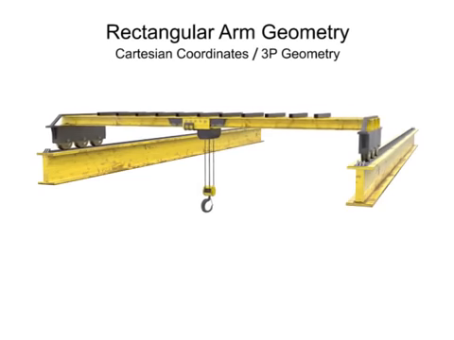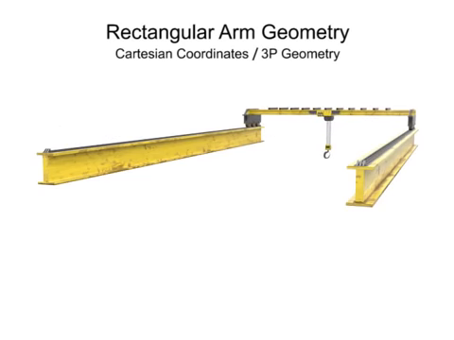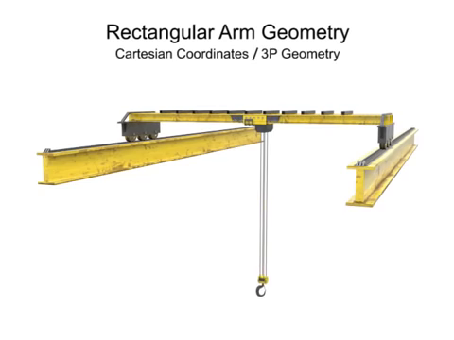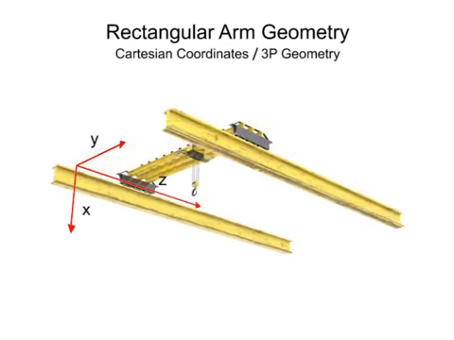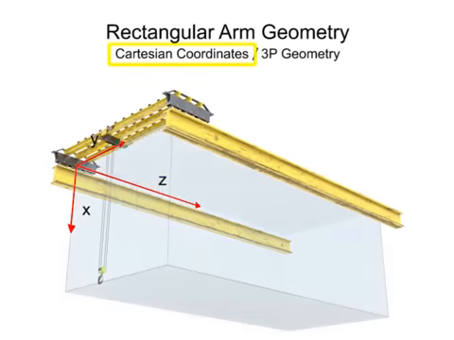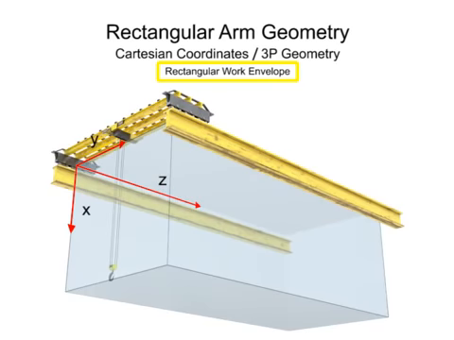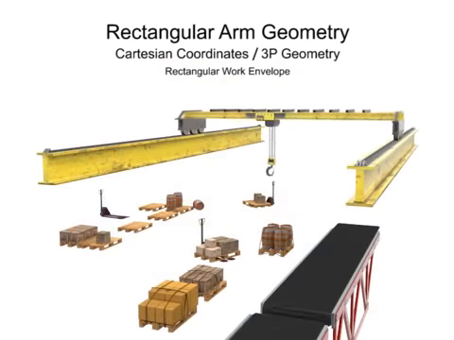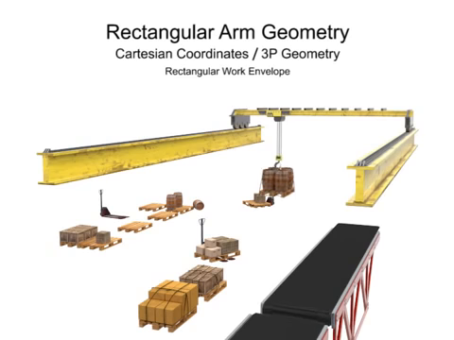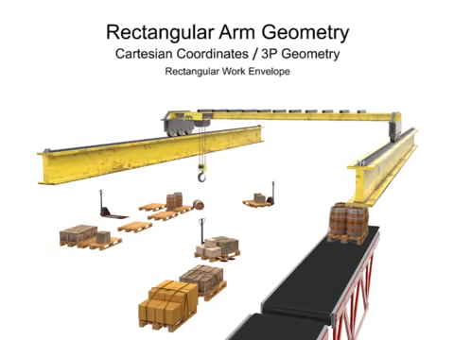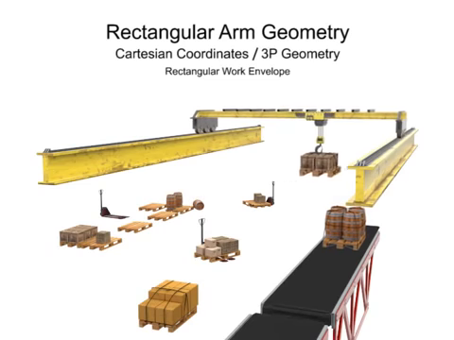It can move forward and backward, left and right, and up and down. Robotic arms that use Cartesian coordinate geometry generate a rectangular work envelope. Rectangular robotic arms have the simplest geometry and control system and are typically used in material handling operations.